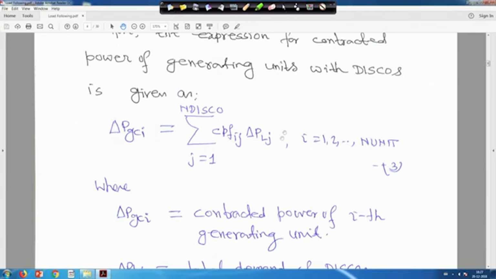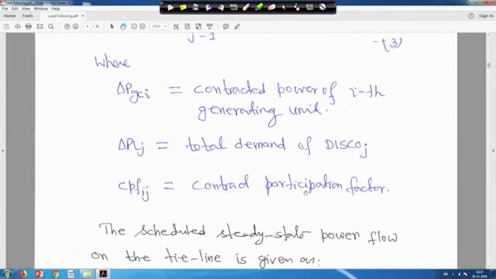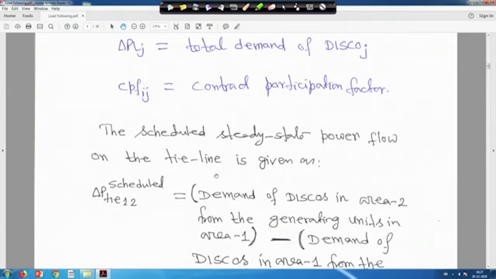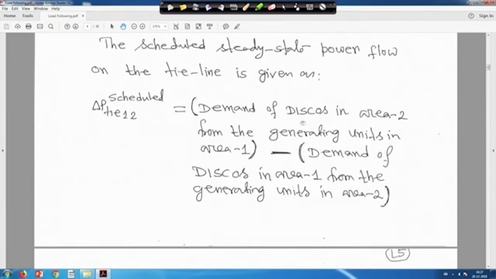Here delta PGCi is the contracted power of the i-th generating unit, and delta PLj is the total demand of disco j, that distribution company j. CPF ij is the contract participation factor. So, same as before, the scheduled steady state power flow on the tie line is given as the demand of discos in area 2 from the generating units in area 1 minus the demand of discos in area 1 from the generating units in area 2, and it is delta P 1 to 2 schedule.